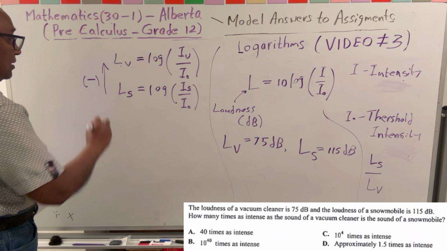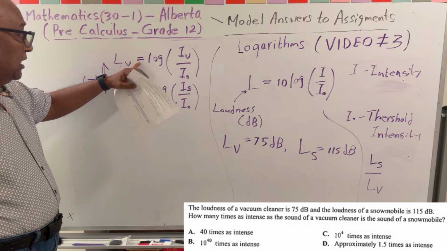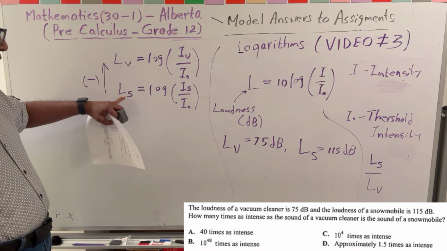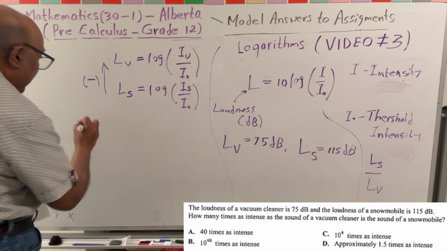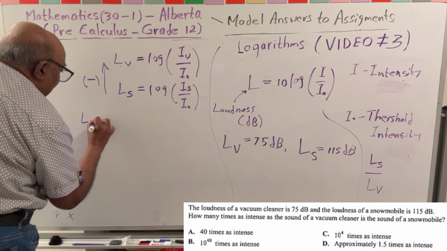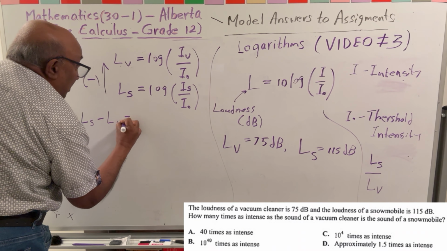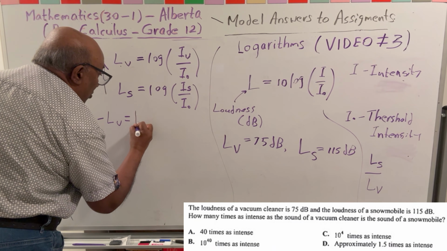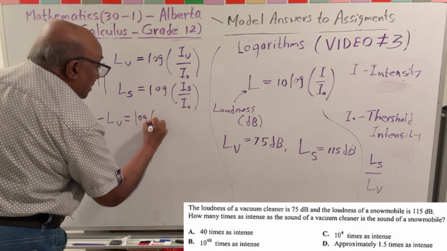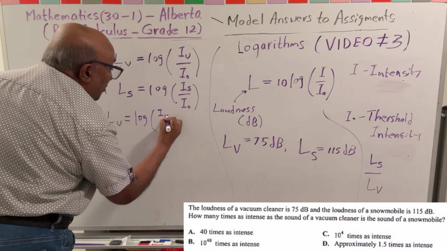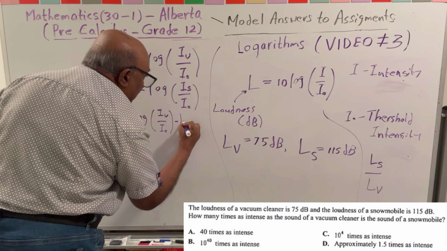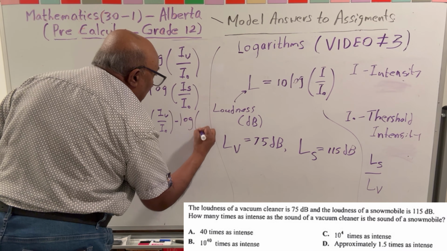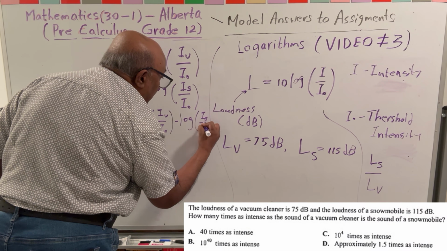Let's subtract first equation from second equation. That means left side minus left side equal to right side minus right side. That will become LS minus LV is equal to log IV upon I naught minus log IS upon I naught.